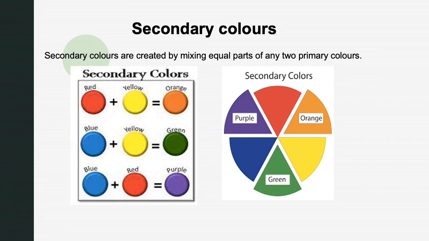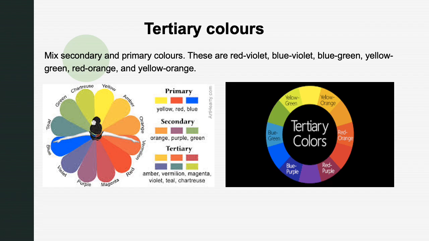Secondary colors. Do you understand? Orange, purple, green, all are secondary colors. Next one is tertiary colors. These are created by mixing equal parts of a secondary color and a primary color. Together there are 6 tertiary colors: red-purple, red-orange, blue-green, yellow-green, blue-purple, and yellow-orange. Notice that the proper way to refer to the tertiary colors is by listing the primary color first and the secondary color second.